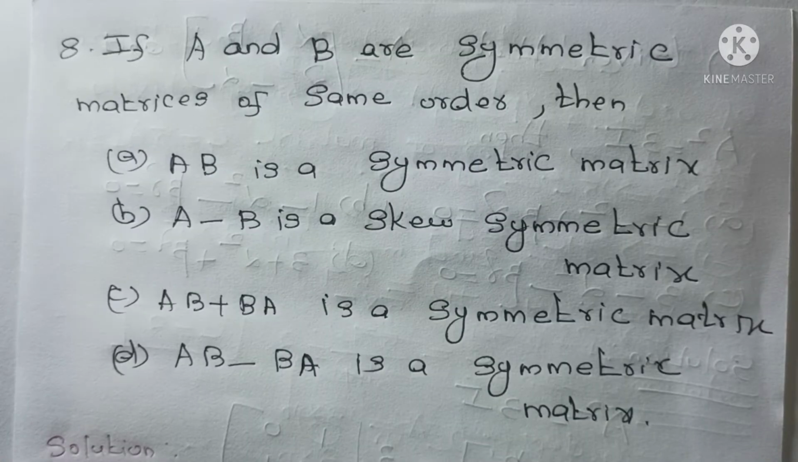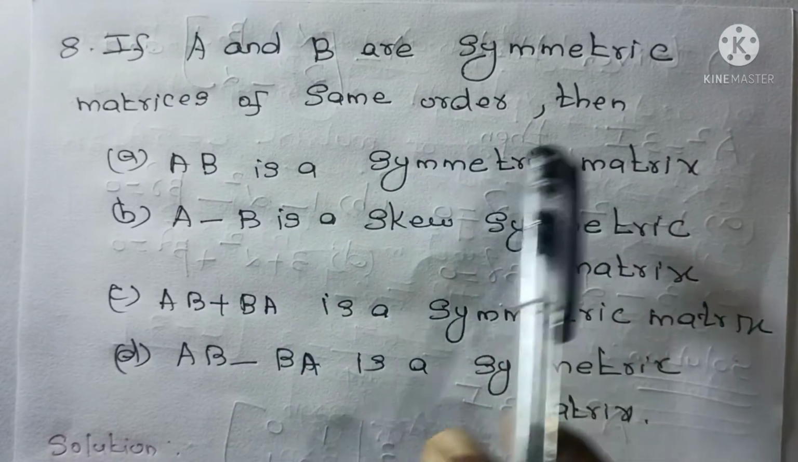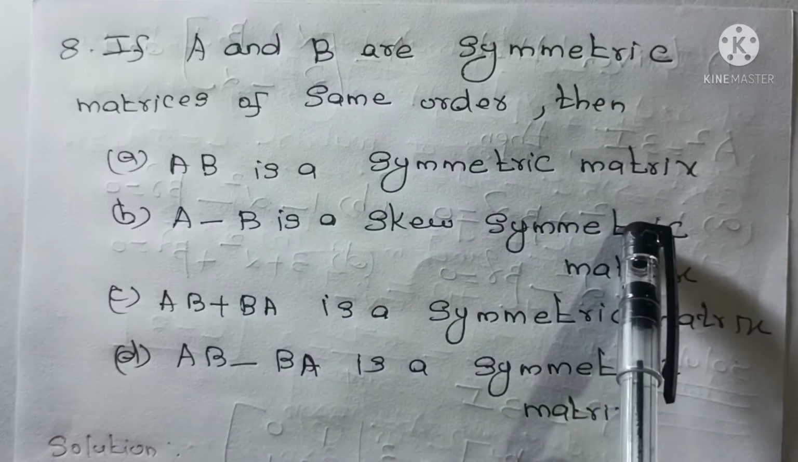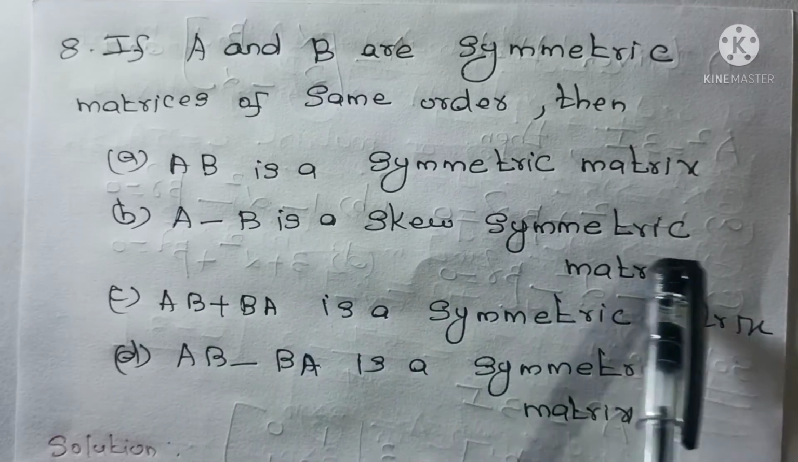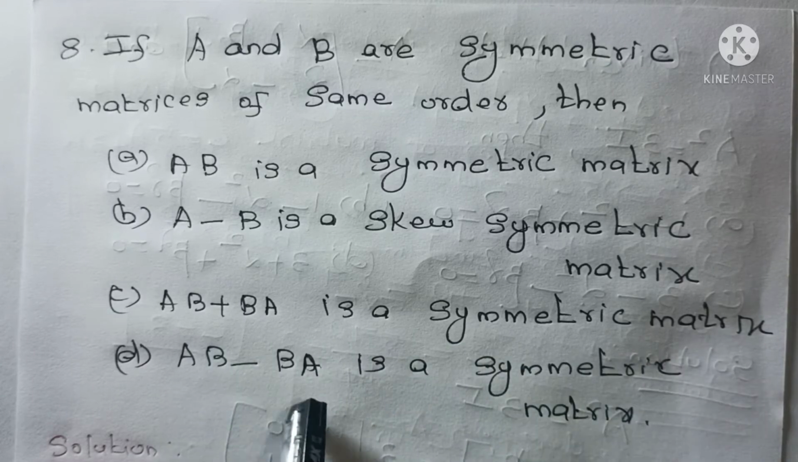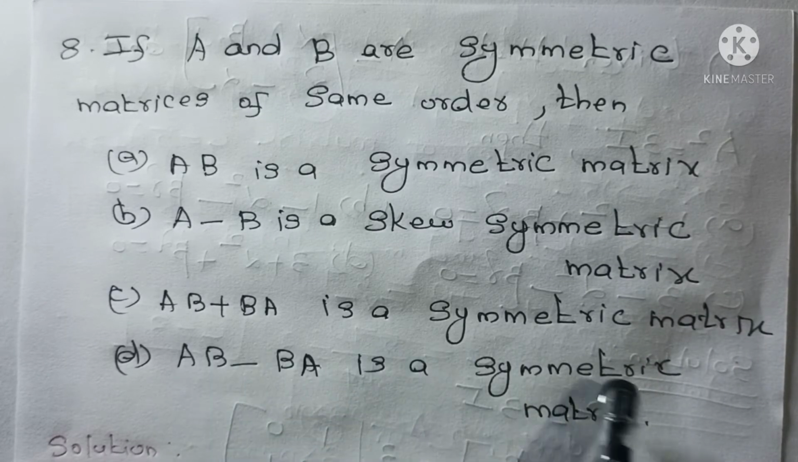Let's move on to the 8th question. If A and B are symmetric matrices of the same order, then you have to check which one is correct. AB is a symmetric matrix, A minus B is a skew symmetric matrix, AB plus BA is a symmetric matrix, AB minus BA is a symmetric matrix. So we have to check one by one. If you know, you can choose. If you guess, you can select the options.